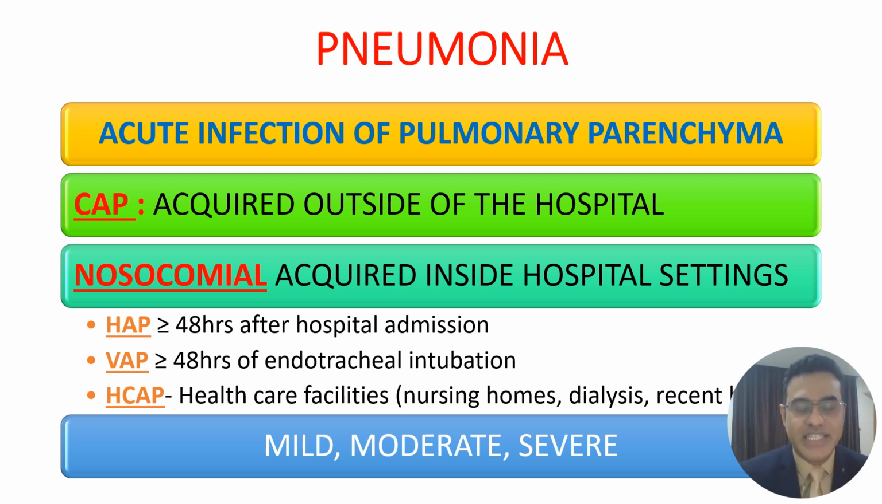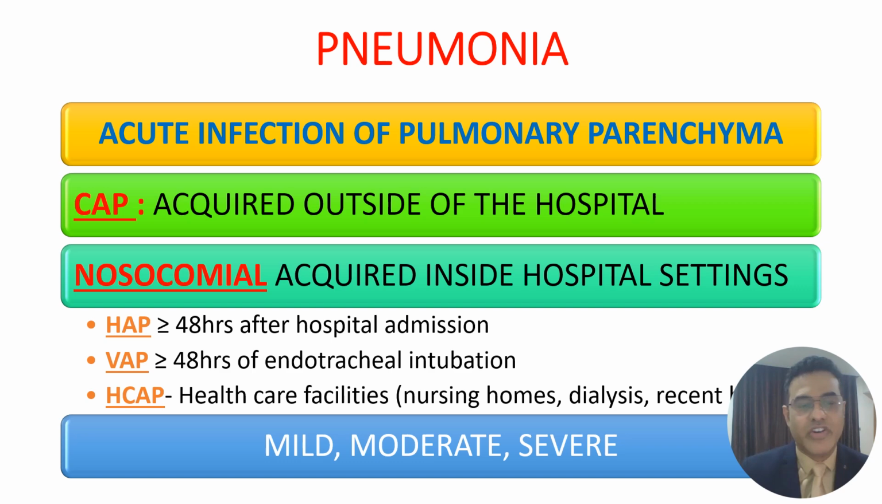Hospital-acquired pneumonia is defined as acquiring pneumonia more than 48 hours after hospital admission. Ventilator-associated pneumonia is acquired after 48 hours of endotracheal intubation, and healthcare-associated pneumonia is when the patient gets infection from healthcare facilities like nursing homes or dialysis centers.